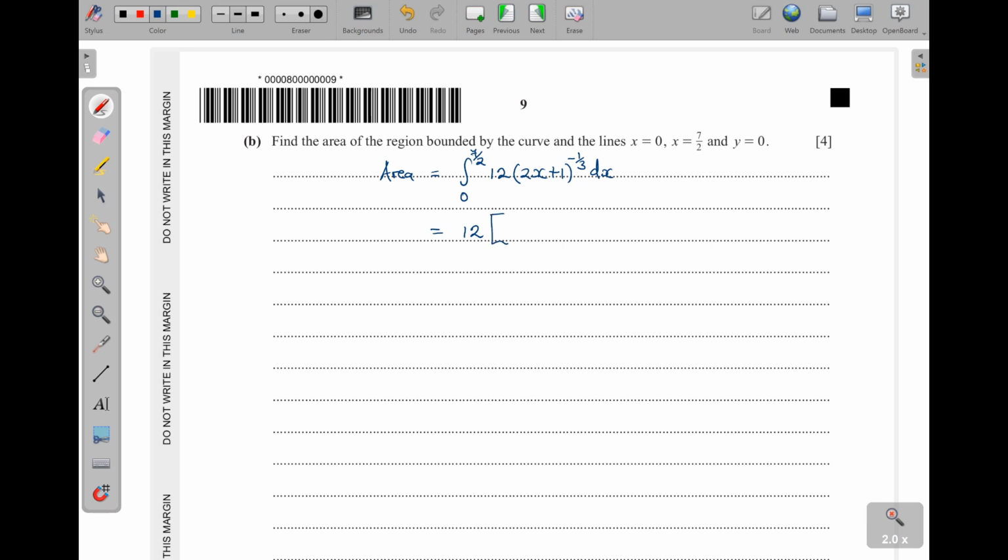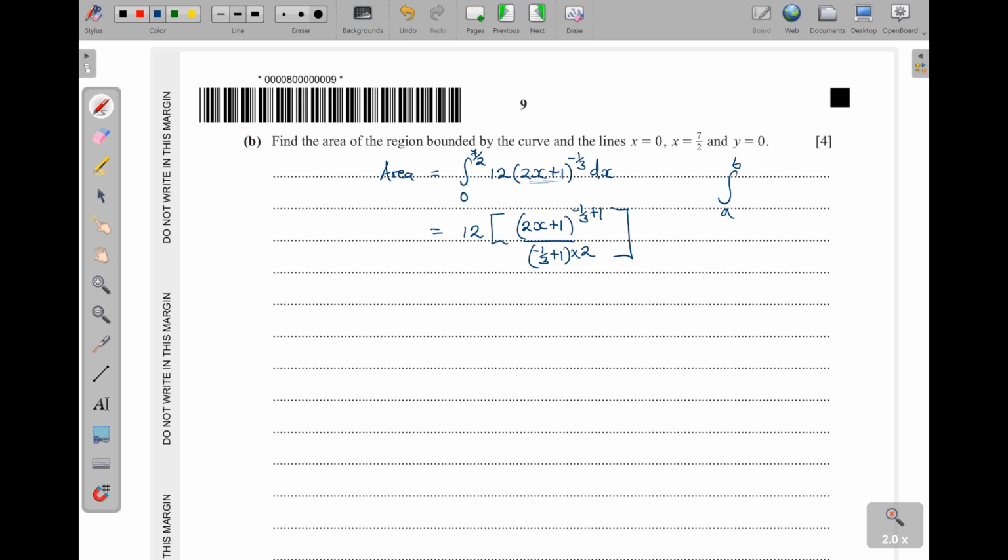So I bring these brackets. Now you increase the power by 1, so I'll have negative a third plus 1, then I divide by that new power, negative a third plus 1, then I will multiply by the derivative of what is inside here, which is a 2. This one is extracted from integrating a to b.